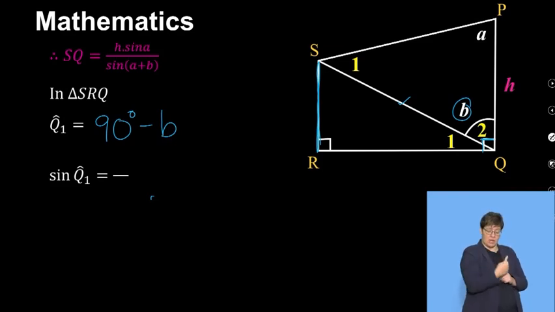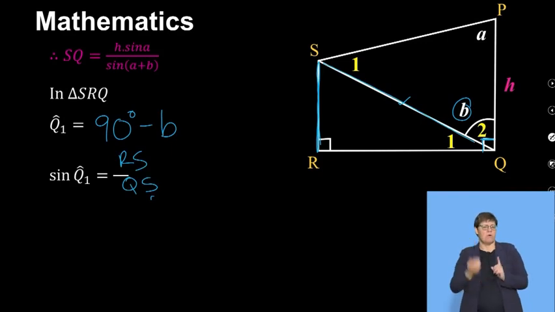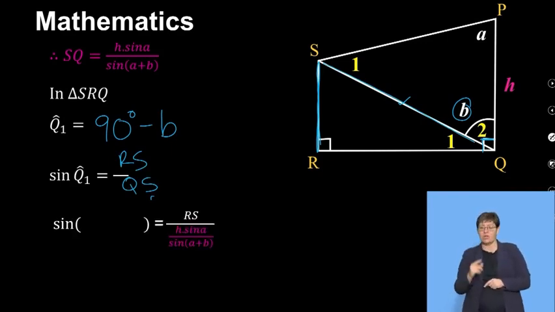So sine of Q1 is going to be opposite over hypotenuse, and the hypotenuse in this case is QS. And remember, QS or SQ is what we found earlier. We're going to just plonk that expression in for QS. And what did we find QS to be earlier? Earlier, we found QS or SQ to be that. That was our previous slide.